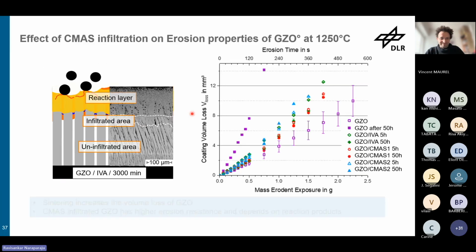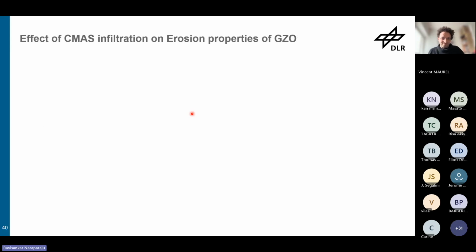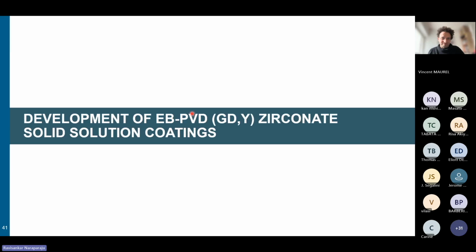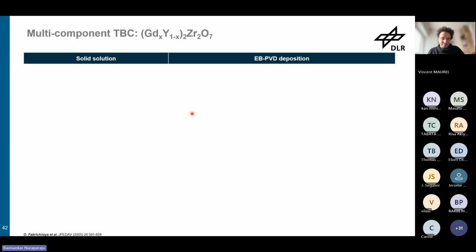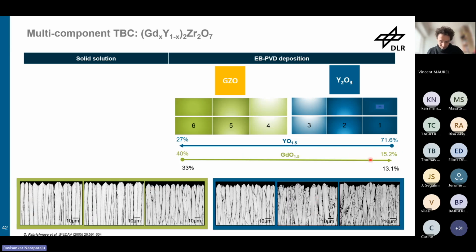Just the last point is very important. We came up with a new composition of gadolinium yttrium zirconate. With a similar method in EBPVD, we used a gadolinium zirconate ingot and a yttrium oxide ingot in a single run. We could create a huge variation of compositions. If you vary the composition from yttria high to yttria low, gadolinium oxide low to high, you can see clearly a huge difference in the microstructure.